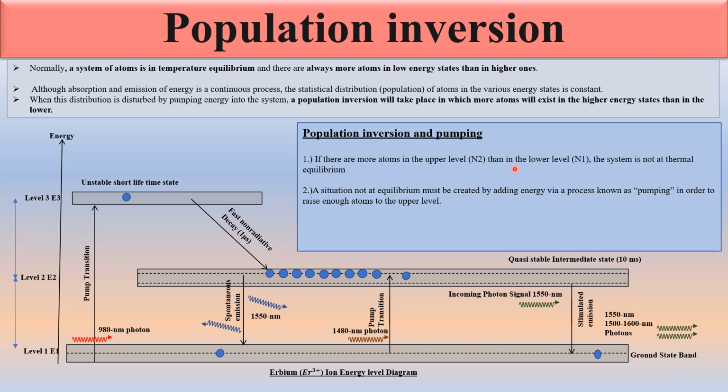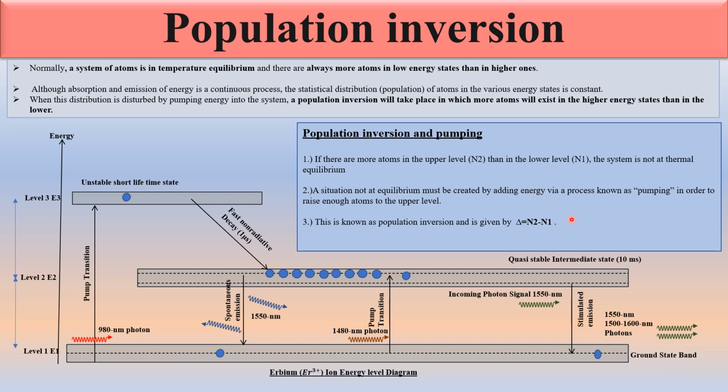But when the number of electrons in the higher energy state is more than in the lower energy state, it means some extra or external energy is given to the system. A situation which is not at equilibrium must be created by adding energy via a process known as pumping, in order to raise enough atoms to the upper level. This is known as the population inversion, which is given by delta = N2 minus N1.